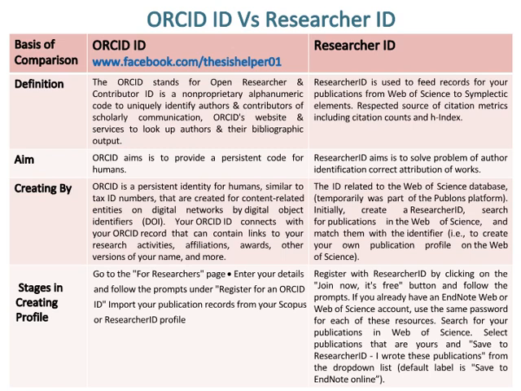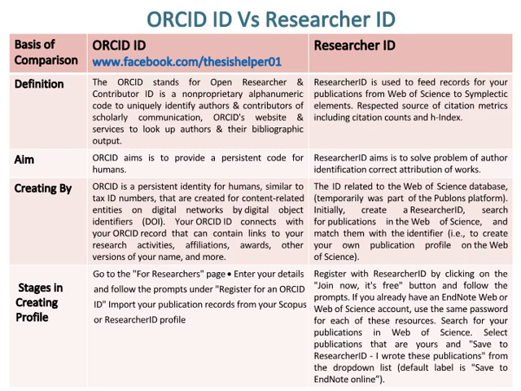The first stage in creating a profile of ORCID ID is to go to the For Researchers page, enter your details and follow the prompts under Register for an ORCID ID. And the second stage in creating a profile of ORCID ID is to import your publication records from your Scopus or Researcher ID profile. Whereas the first stage in creating a profile of Researcher ID is to register with Researcher ID by clicking on the Join Now, it's free button and following the prompts.